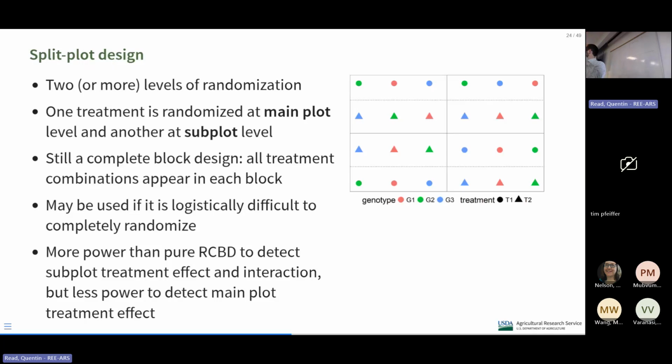independent random areas, right? There's only eight main plots within all the blocks put together, but there's 24 subplots there. So there's more units that got randomly assigned to genotypes. So there's more power to detect a genotype effect compared to the treatment or whatever it is. Make sense to everyone? So yeah, it's both logistical and it can be scientifically or statistically preferable.